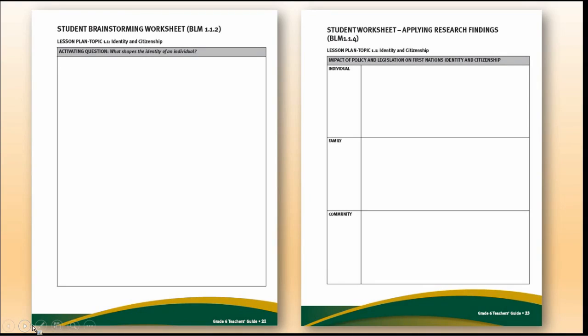So you're having the kids explore this, okay? And the entry point for this is looking at identity. Okay, see the activating question on the left. What shapes the identity of an individual? What makes you who you are? Is it your family? Is it your clan? Is it your beliefs? Eh? And once you flesh this out, you bring it personally to kids, right? And then you build off, explore the clan system.